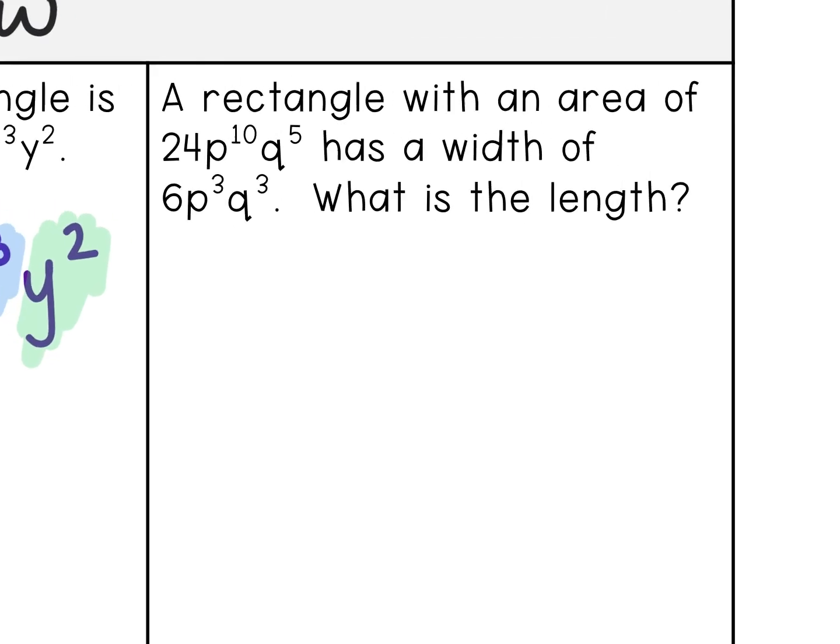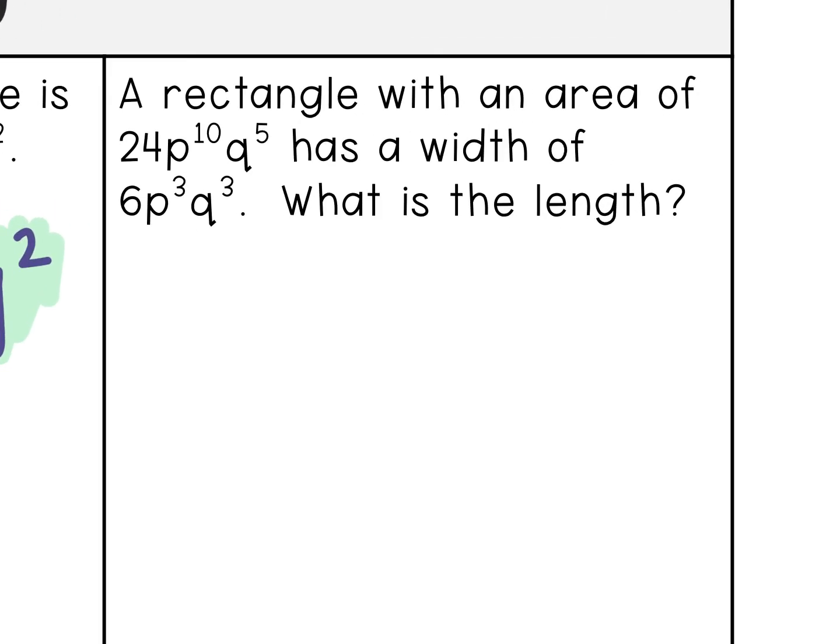Right next to it, a rectangle with an area of 24p to the 10 q to the 5 has a width of 6p to the 3 q to the 3. What is the length? So this time they gave you the area. So if they already give you the area, this time you're going to divide, and area always goes on top.